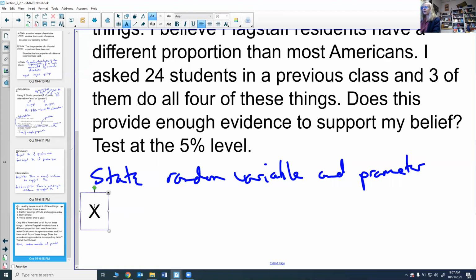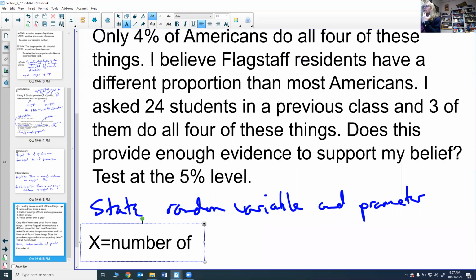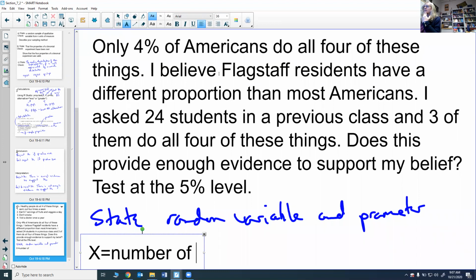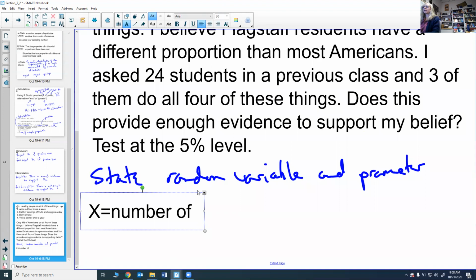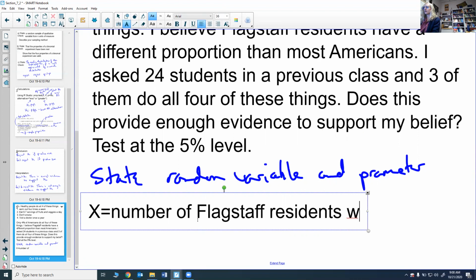So your random variable, again, we use X, but you can use anything you want. You can even just say RV or just write out random variable. I don't care. This is going to be the number of, and what we were measuring, this again is what we're counting. So we're counting how many Flagstaff residents, because this is what I'm caring about. I don't care about everybody else. I care about Flagstaff residents. I'm going to compare it to everybody else, but I believe Flagstaff residents have a different proportion. So therefore, I believe it's the number of Flagstaff residents who do all 4 of these things, or what we consider healthy people.